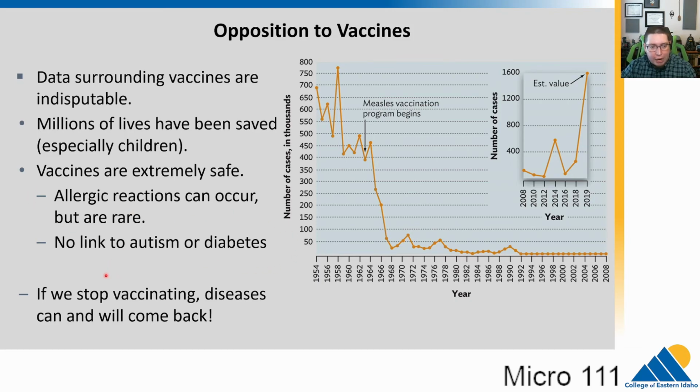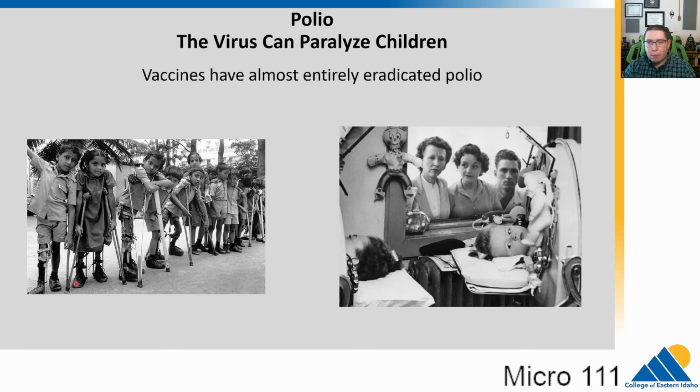There are occasionally issues with vaccines and allergic reactions, but it's extremely rare, right? There are no links to autism, diabetes, or any other disease through vaccines. There is a link to measles if you're not vaccinated against measles, though. So, unfortunately, if we stop vaccinating, the long and short of it is these diseases will come back, and we're seeing that right now. Now, I want to leave you with a very scary example.